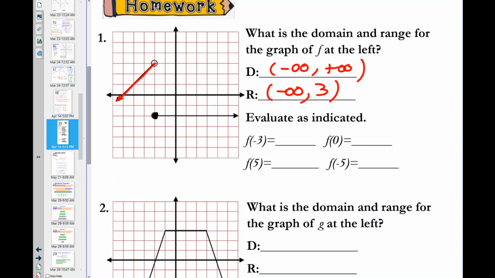Evaluate as indicated. Negative 3 is at 2. 0 is at negative 2, which is here. I'll shade in the points for you if you want. Negative 3, 2 is right there. 5 is still going to be at negative 2 because that's the horizontal line. That's what is here. And then negative 5. Very good. Was that landed? Yes. Nice.